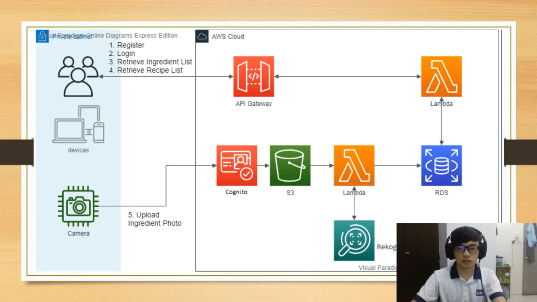And finally, the Lambda function will then store the ingredients detected in the image based on the labels detected from Rekognition, and then it will store these ingredients into the database of our RDS instance.